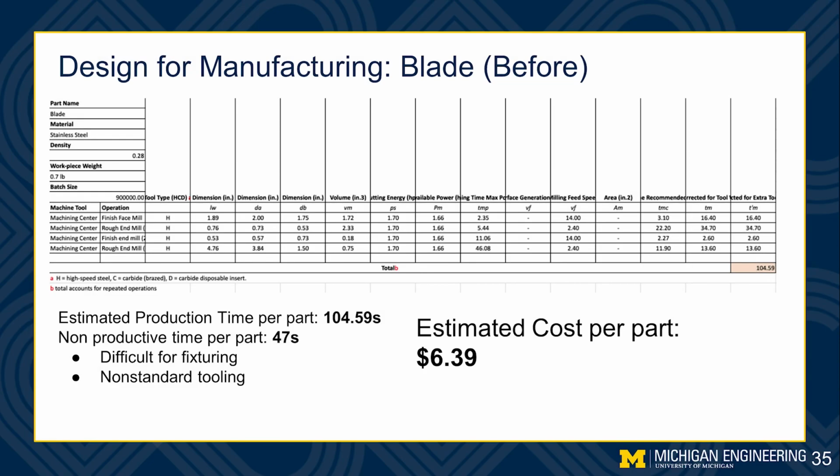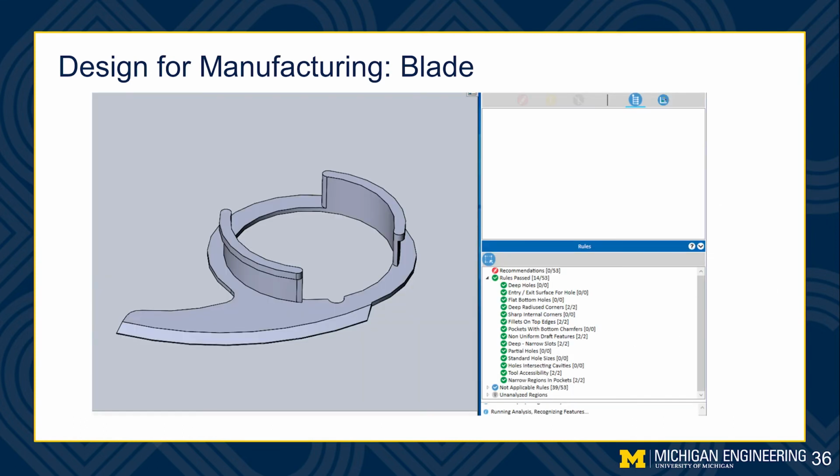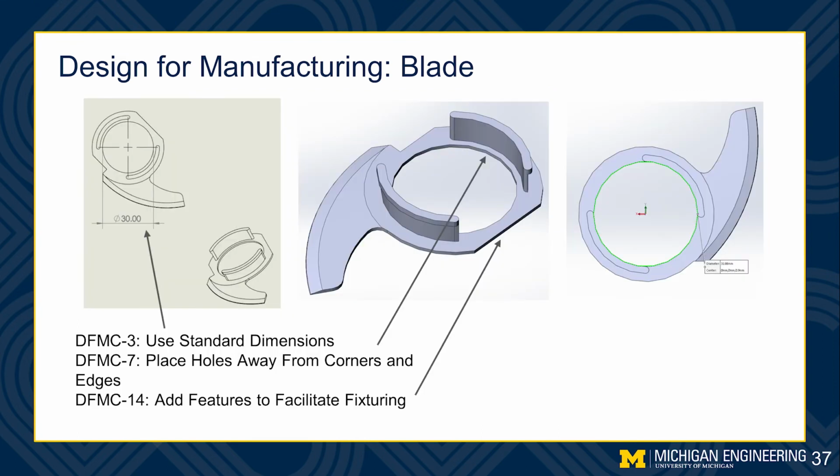We performed a machining cost estimation for our blade before redesigning for DfM. As shown here, with part production time, non-productive time spent, and tooling considerations, the estimated cost per part was $6.39. Using DfM Pro, we analyzed our part and looked at some of the recommendations in order to facilitate our design changes. As seen here, this is our new blade design while accounting for manufacturability.